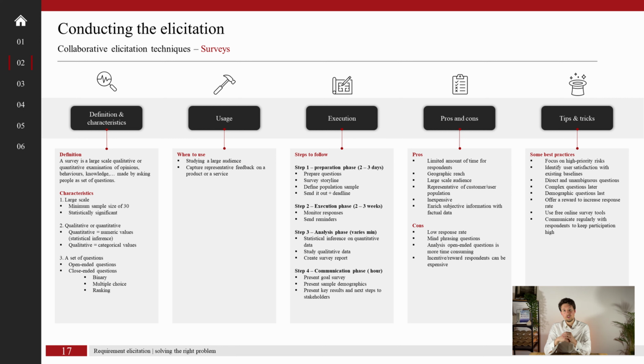Now, let's move on to the execution phase. There's not much to do here apart from the monitoring of the numbers of responses and sending out reminders if necessary. As mentioned before, this phase should take around 2 to 3 weeks.